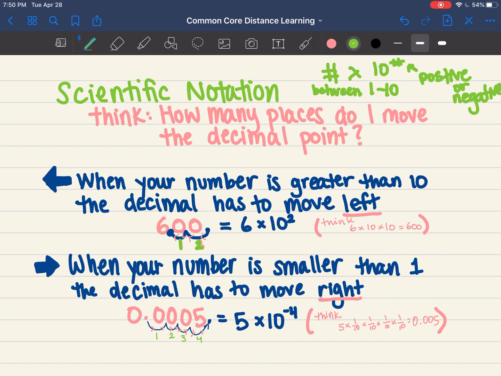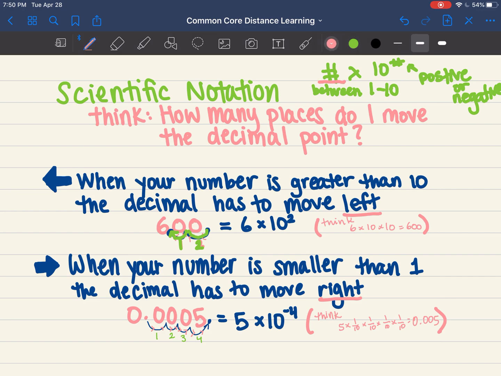So we need to get our number in front of the times 10 to be between 1 and 10. If I look at my number here, I have 600. How can I get that to be a number between 1 and 10? If I move my decimal place over 1, I would have 60. That's not between 1 and 10. I move my decimal place over 2 times, and then I have the number 6, which is between 1 and 10 like I need for scientific notation.